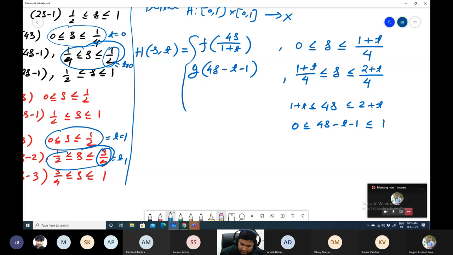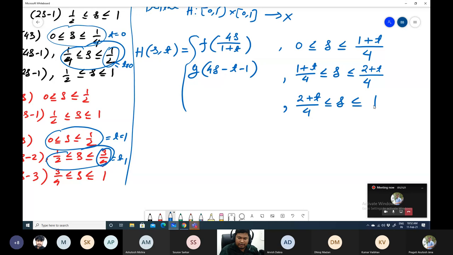Okay. And similarly for this other one, we have to start from here, 2 plus t by 4 less than equal to s less than equal to, obviously we need 1. Now again, if you do that same calculation, you will find here, again I can do it for you as well. So first of all, what can I do first? We can do 2 plus t less than equal to 4s less than equal to 4. Then we can do that minus, so 0 less than equal to 4s minus 2 minus t less than equal to, we are minus, right?